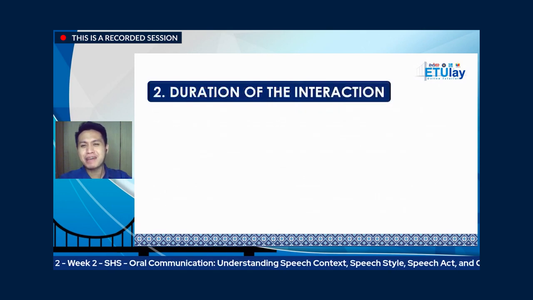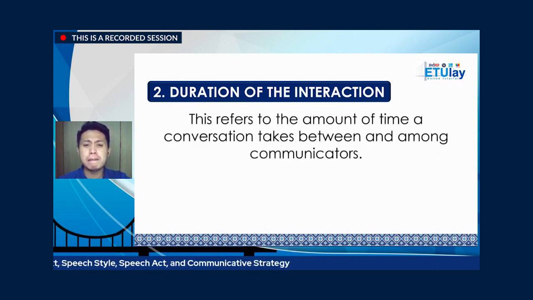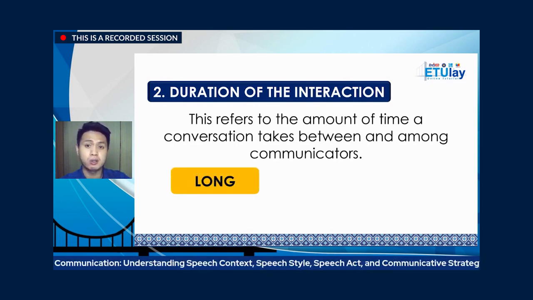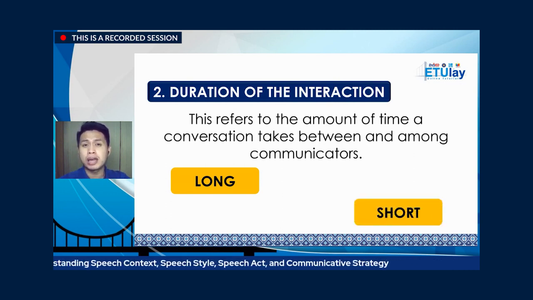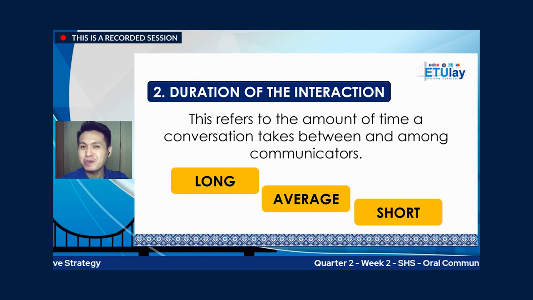So, again, the first factor is language form. So, let's have the second factor. It is duration of interaction. This refers to the amount of time a conversation takes between and among communicators. So, different situations require different duration of interaction. Some may take longer or short time, while others simply need an average length of time depending on the context of communication. Remember, the second factor is duration of interaction.